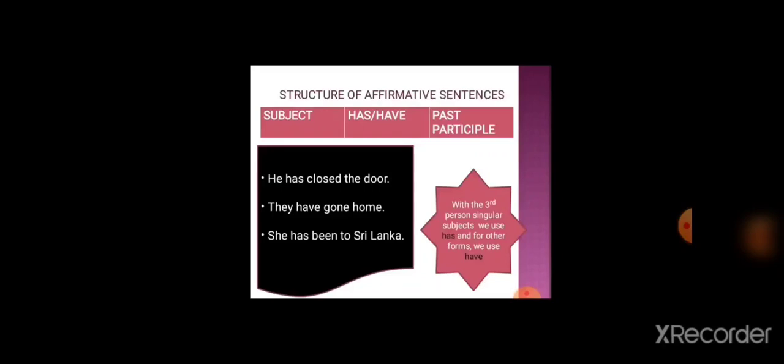So now here with third person or singular subjects, we use has, and for other plural nouns we use have. Like he is singular here, so we used has. They is plural, so we used have.